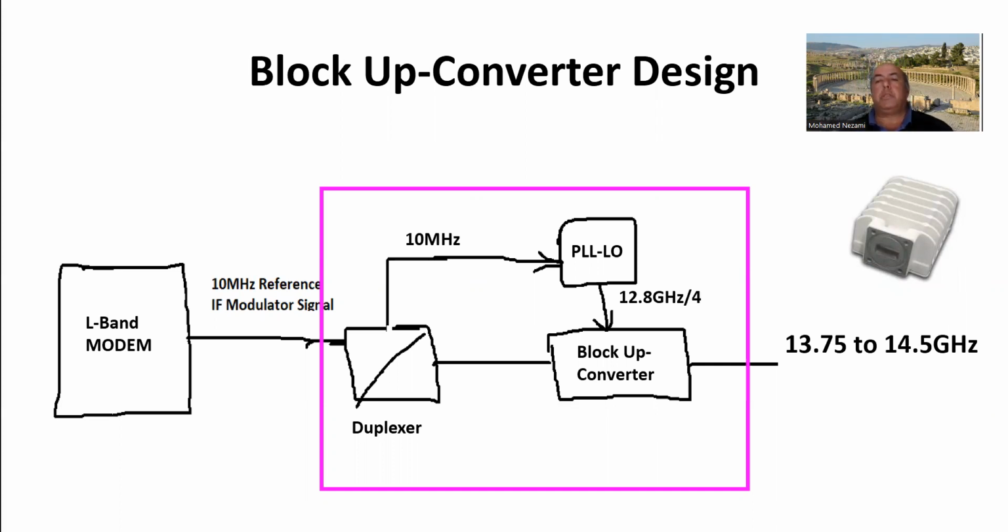The enclosure is heat sinked, and so the frequencies that we're dealing with: 10 megahertz, the IF signal, which is 950 to 1700, sometimes 2100. And then we have a local oscillator. In my case today, to simplify the design, the local oscillator is going to be running at 1/4 of the frequency that is usually needed to up convert to Ku band, which is this band here, 13 to 14, with fractions on there.